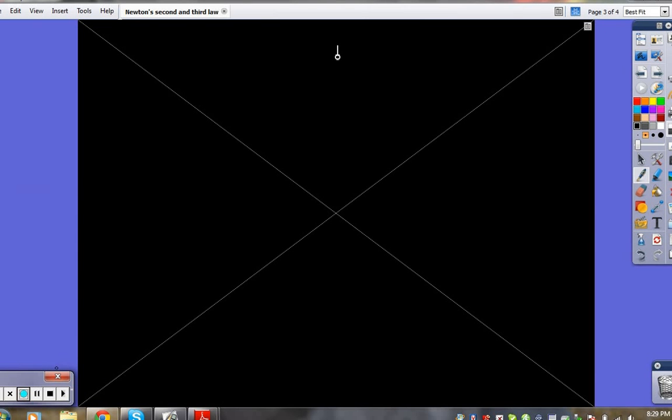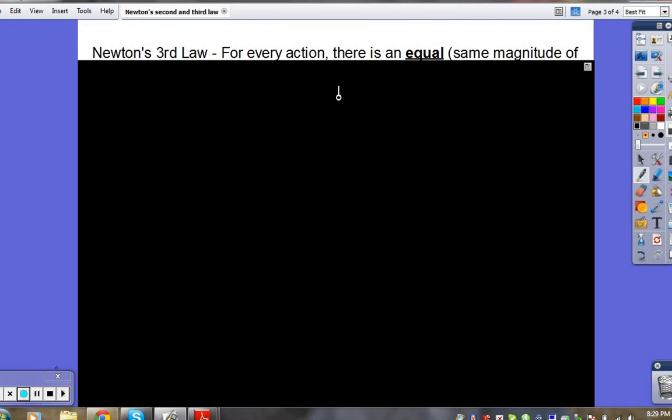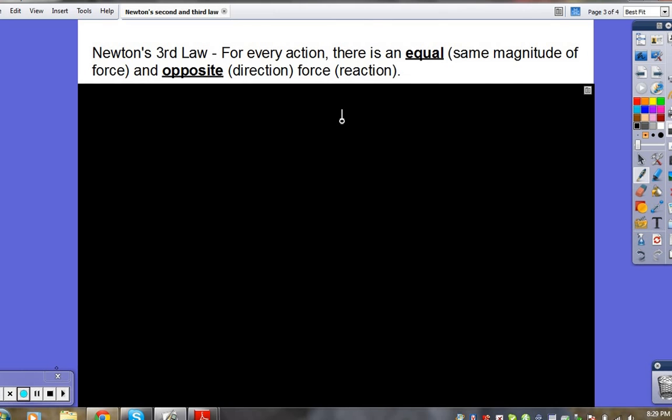So this is Newton's second and third law notes, part 2, and we're specifically looking here at Newton's third law. Newton's third law is called action and reaction. For every action, there is an equal, meaning same magnitude of force, and opposite, talking about the direction of the force, reaction.